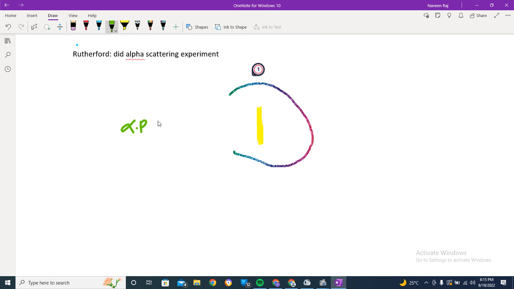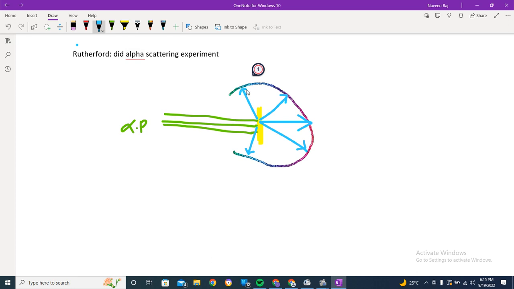What happened was like this. It was observed, there were a few observations when this happened: some were going straight, some were deflected a bit, and some got reflected even in the backward, opposite paths.